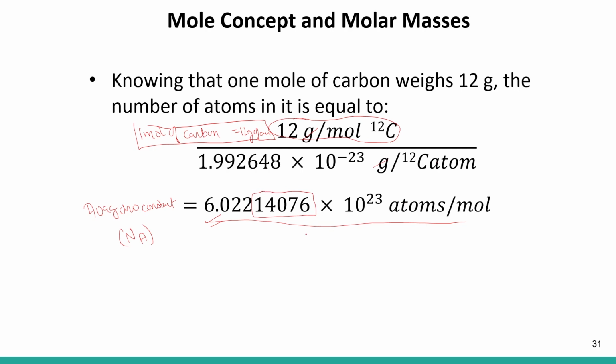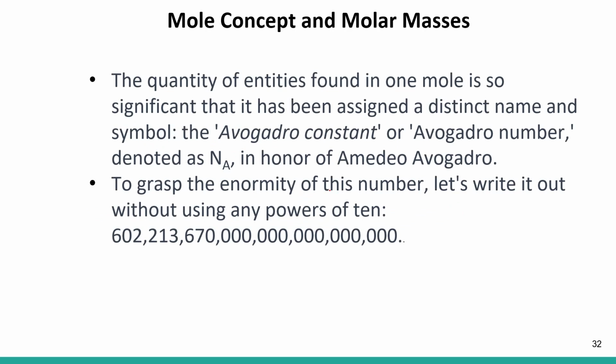You can round this off to 6.022, and in scientific calculations, in the later chapters also, this rounded-off value will be used everywhere. So you can use it independently. The same thing is written here, that the amount is called the Avogadro constant, or the Avogadro number, and it is denoted by Na. Why was it named so? It was named in honor of a scientist named Amedeo Avogadro.